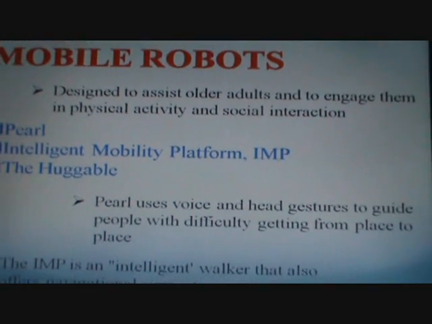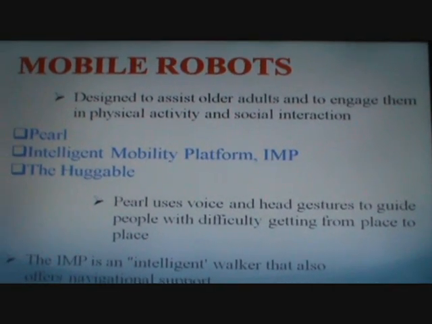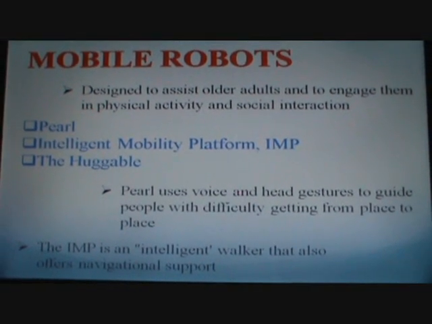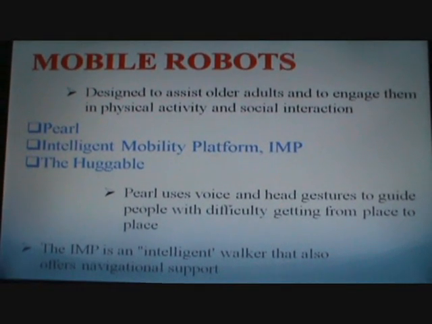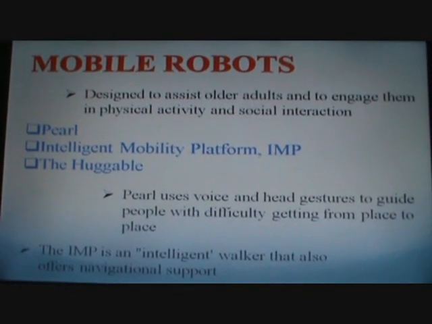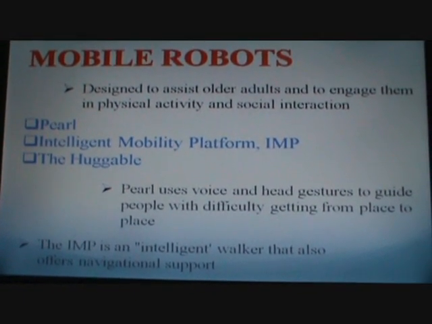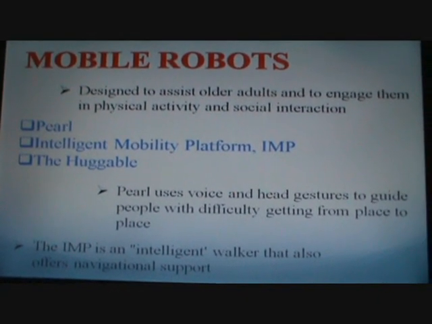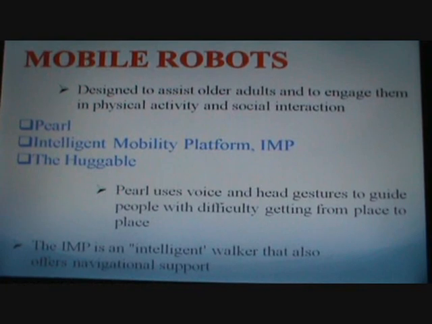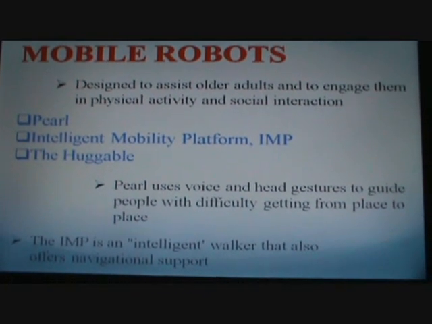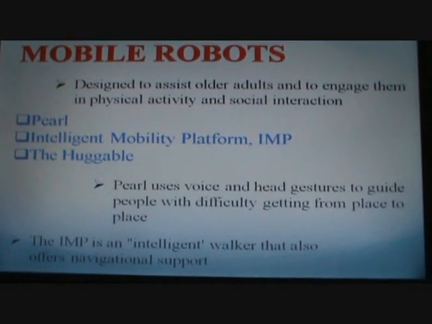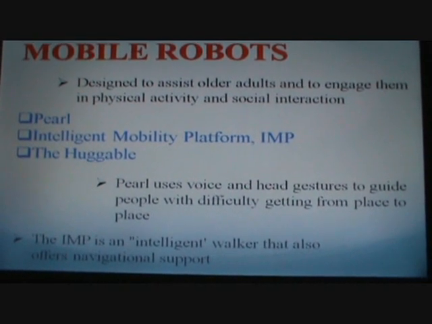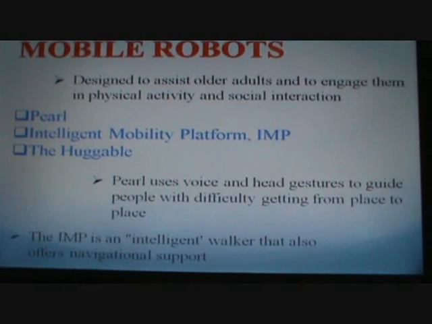Okay, so now back to the categories that we were talking about. We have mobile robots. Basically these are designed to assist older adults and to engage them in physical activity and social interaction. A couple of devices for mobile robots would be Pearl, an IMP or Intelligent Mobility Platform, and the Huggable. Pearl uses voice and head gestures, and it helps guide people that have difficulty getting around from place to place. So it's kind of like a navigational system. And the IMP is an intelligent walker, and it also offers some navigational support.